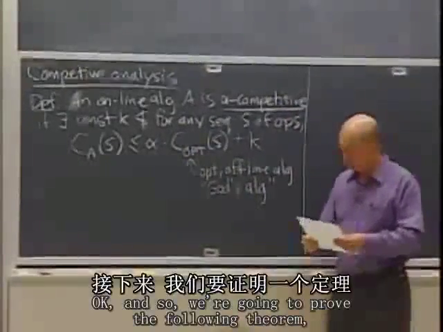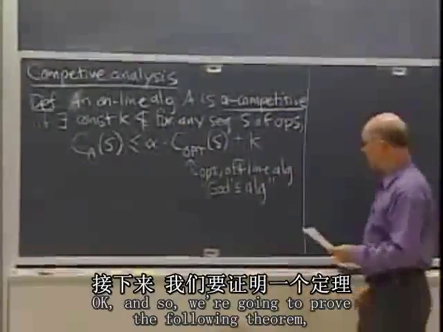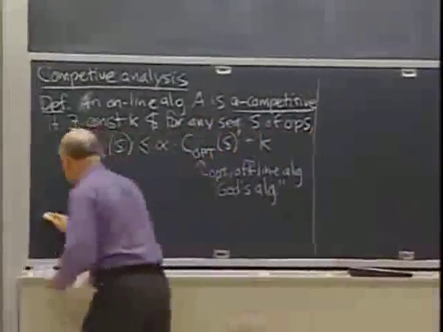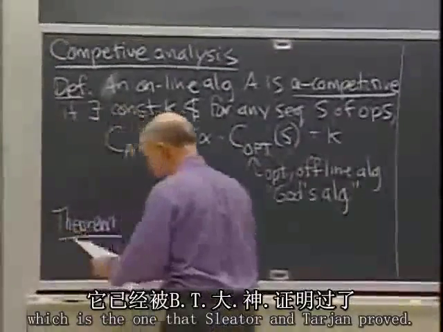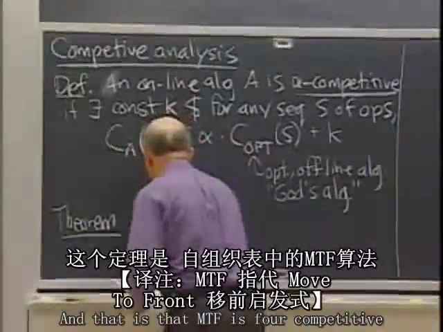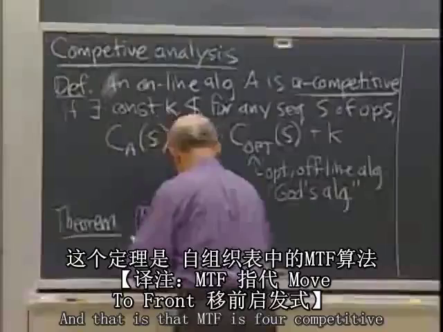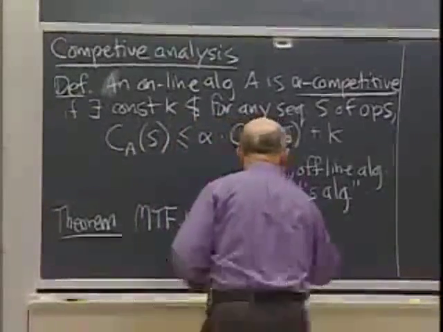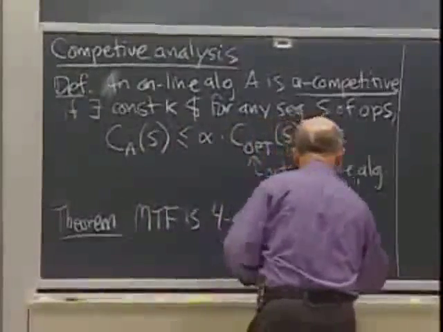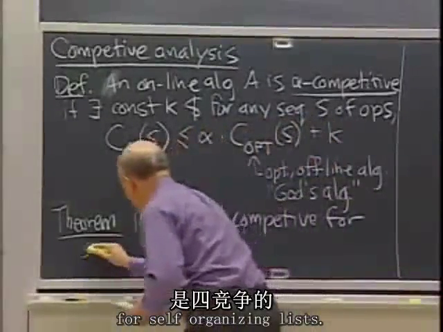Okay. And so we're going to prove the following theorem, which is the one that Sleator and Tarjan proved. And that is that MTF is 4-competitive for self-organizing lists.